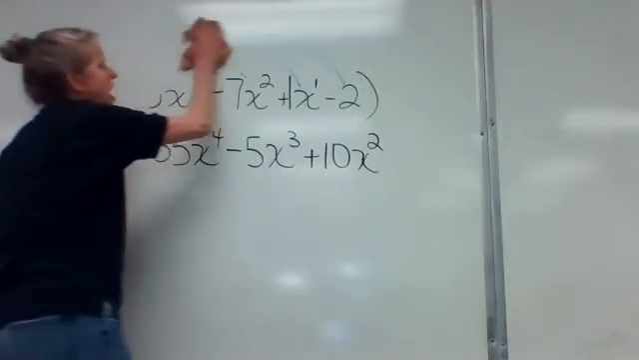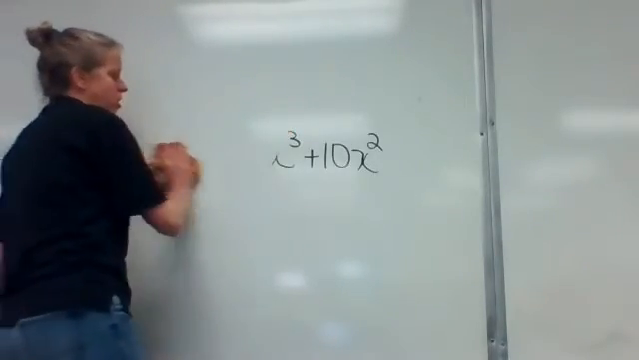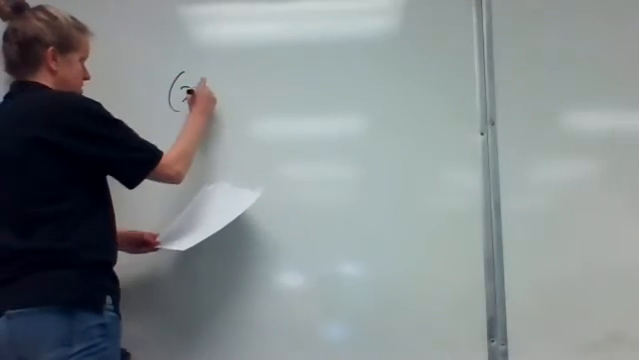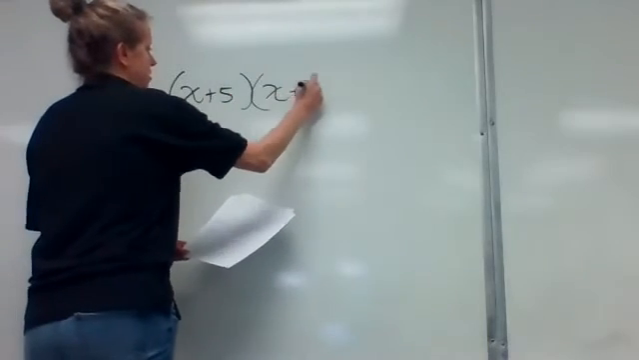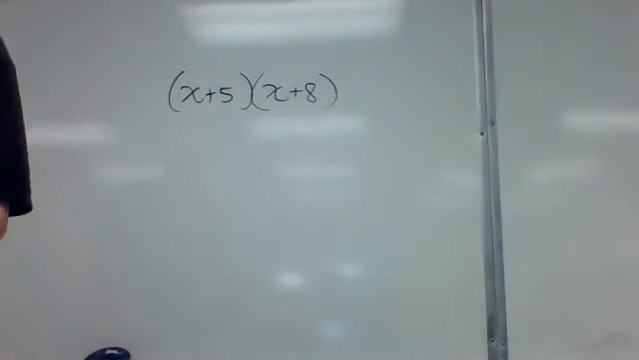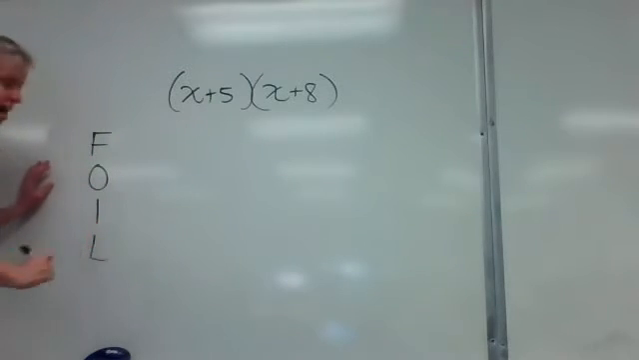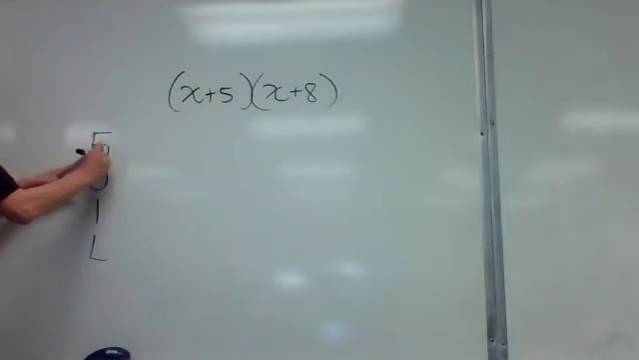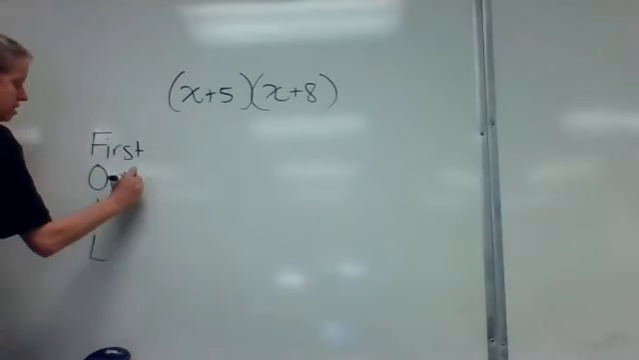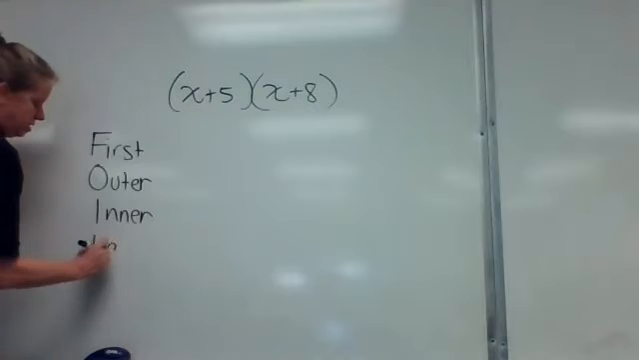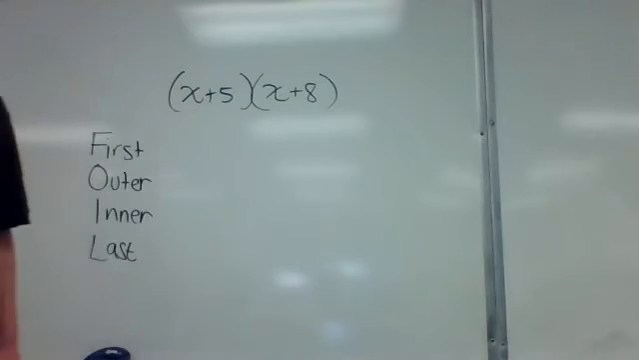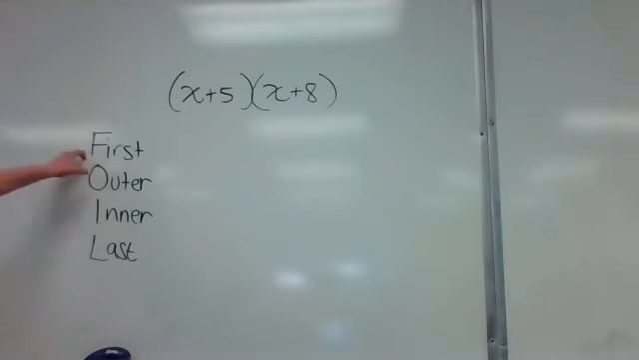All right, number 12 is another multiplying, and remember the FOIL acronym that we learned. When you have two parentheses, and each of those parentheses have two terms in them, you can use that FOIL acronym, which stands for first, outer, inner, and last. And essentially all you're doing is distributing, just like you did on the last problem. This just gives you the order.